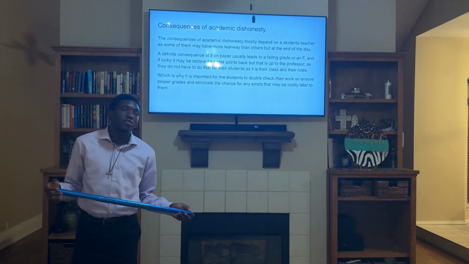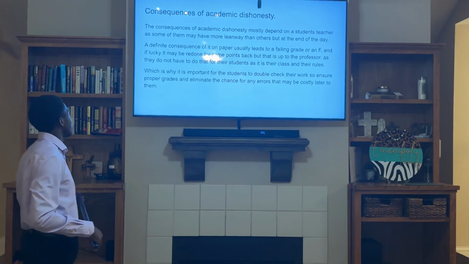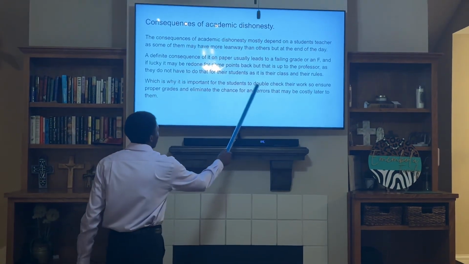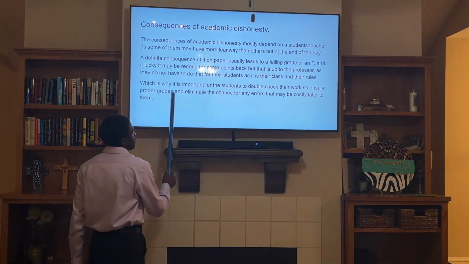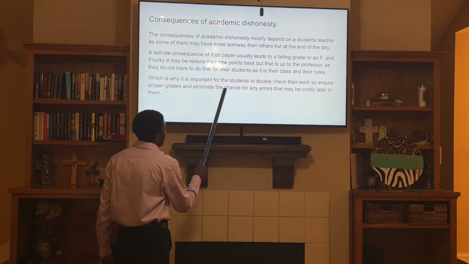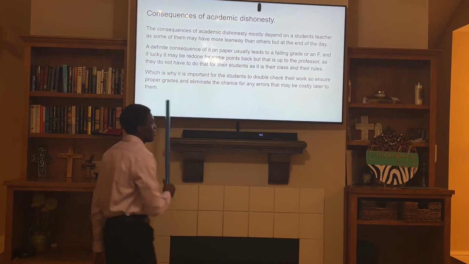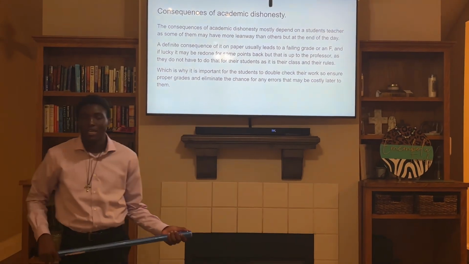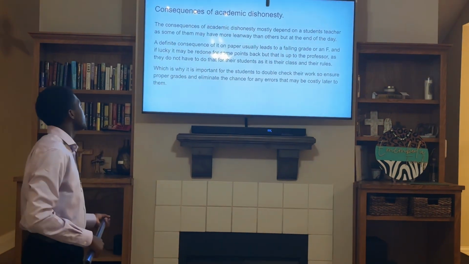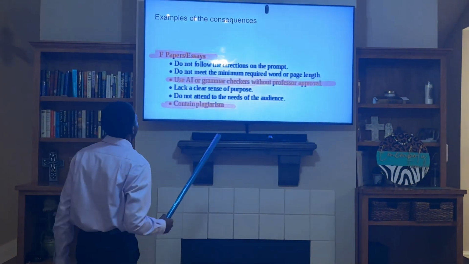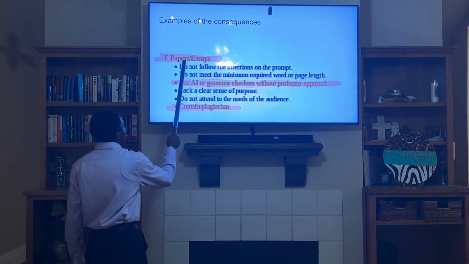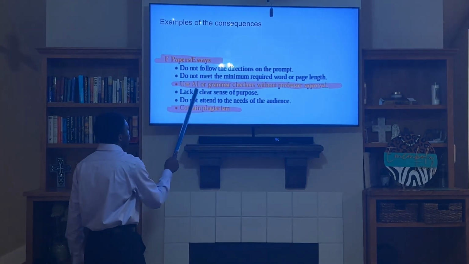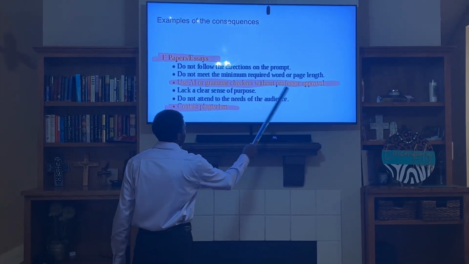So it's important that you try to eliminate the amount of errors you make and make sure that you don't fall into academic dishonesty, which is why it's important for students to double check their work to ensure proper grades and eliminate any chance for errors that may be costly to them later down the line for their grades and their GPA. This is an example of the consequences. As you can see, no use of AI or grammar checks without the professor's approval.